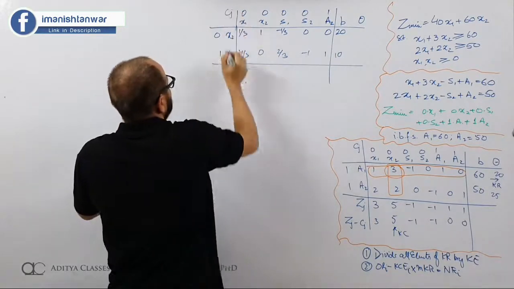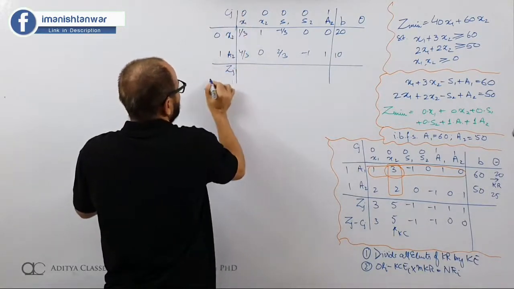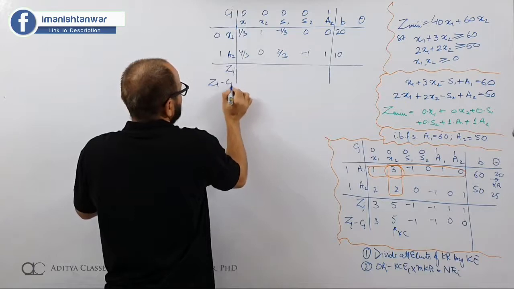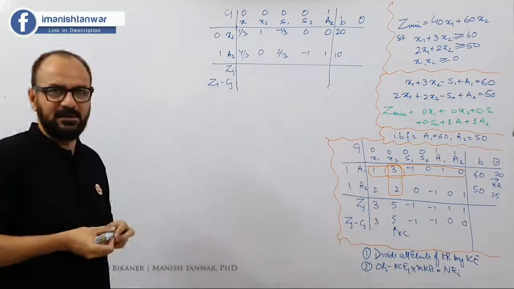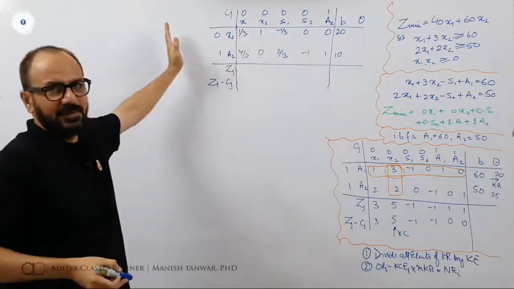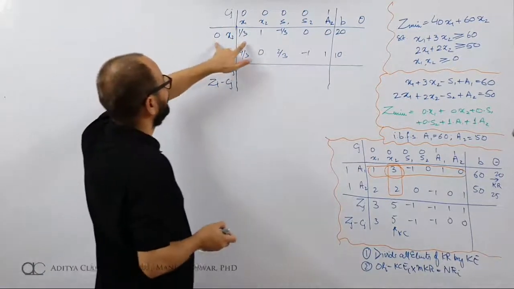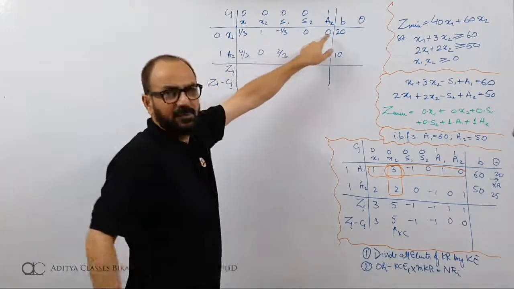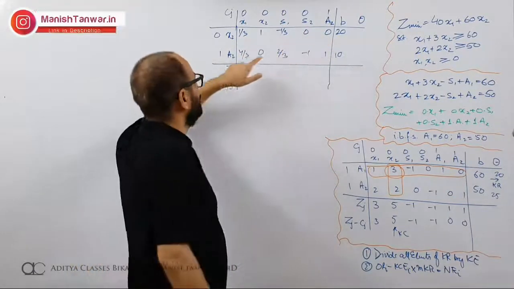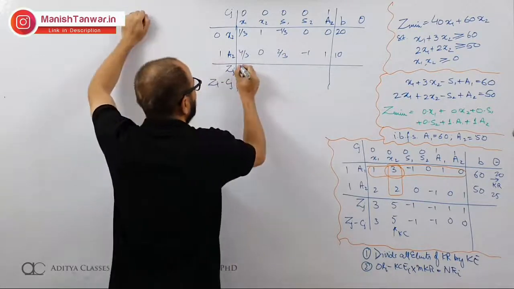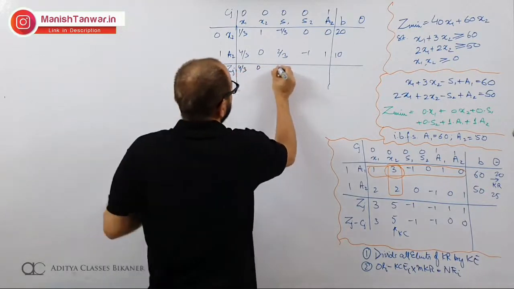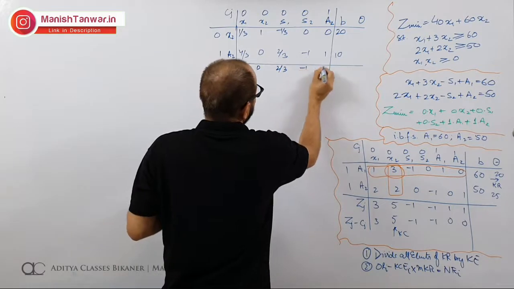This becomes Cj. We can have Zj, then net evaluation would be Zj minus Cj. Zj, sum product of row with contribution. Now this is 0, so all these will become practically 0. So this will become my Zj. 1 into 4 by 3. 4 by 3, 0, 2 by 3, minus 1 and 1.